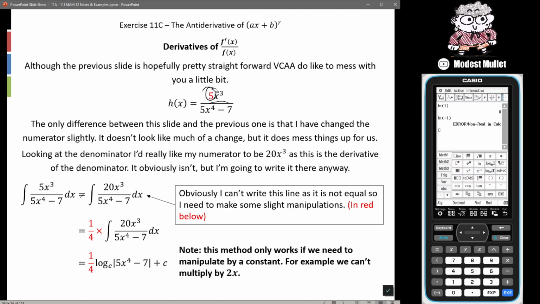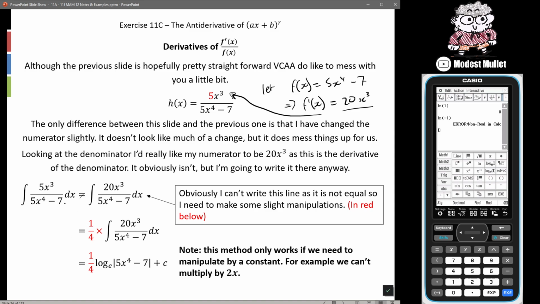So straight away, if you got this problem, you need to integrate this. Well, I've got x to the power of 4, I've got x to the power of 3. I've got different powers. It's a dead giveaway. I'm doing an f dash of x on f of x. So you let f of x equal 5x to the power of 4 minus 7. Therefore, f dash of x must be, multiply by the power, 4 times 5 is 20x to the 3. So the top needs to be 20x to the 3, but it's not.